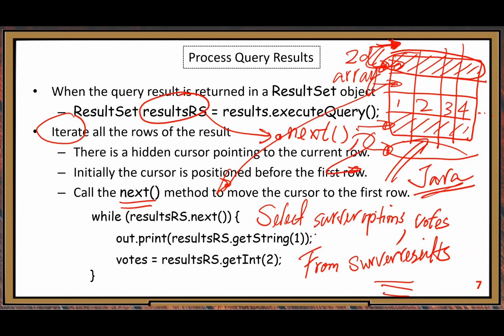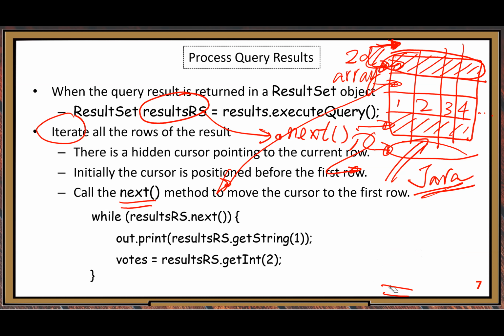Look at your query. Your query returns two fields, field 1 and field 2. Field 1 is a string, so we use getString. Field 2 is votes, which is an integer, so we use getInt. That's the way we retrieve the data. After you get the data, you organize it in your Java program. You just do the right thing to organize your data. The last step is organizing your data.